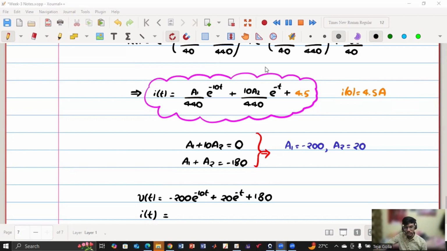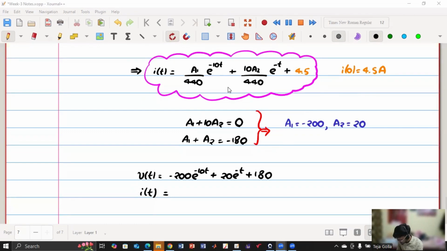Yes, sir. Okay. So now let me know the expression for I of t. I of t is minus 5 by 11 e power minus 10t. Okay, so if we simplify, you'll get minus 4.545 e to the power minus 20t, plus 0.4545 e power minus t, and then 4.5. Okay, very good. So now we have reached the final solution.